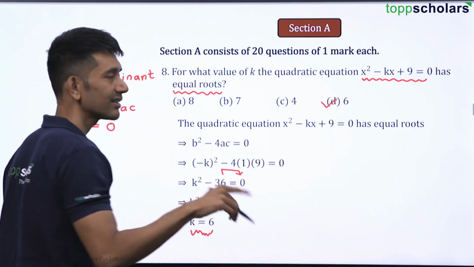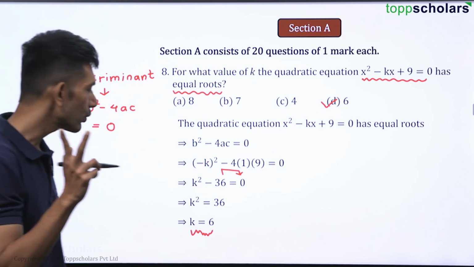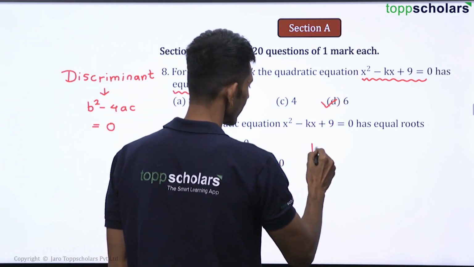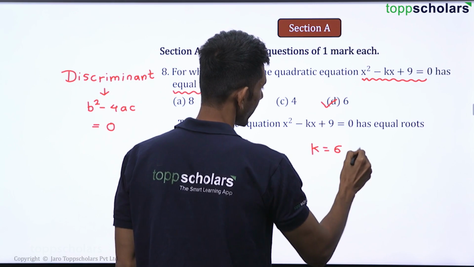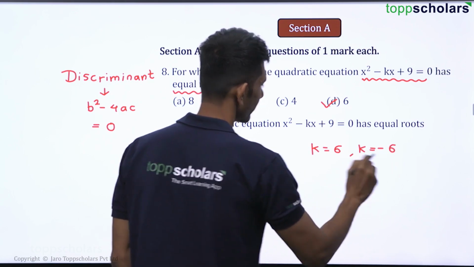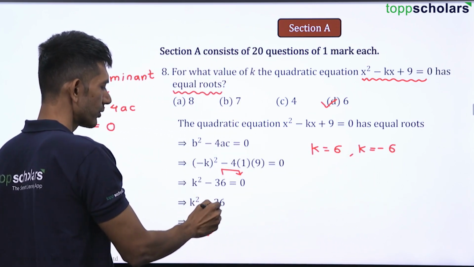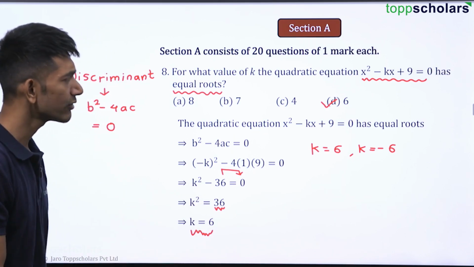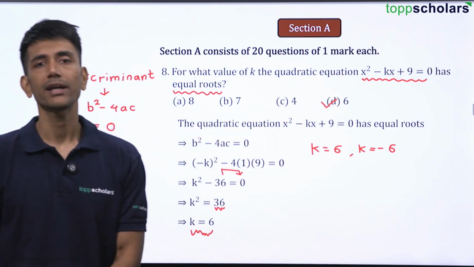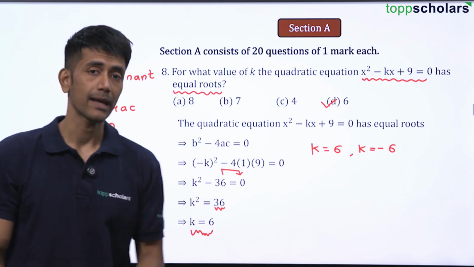If this question does not come in MCQ, then you'll have two answers here. What are the two answers? K is equal to plus 6 or k is equal to minus 6, and both the answers are correct because here you are taking the square root. There is no condition for k that it cannot be negative. It can be negative, it can be positive also.